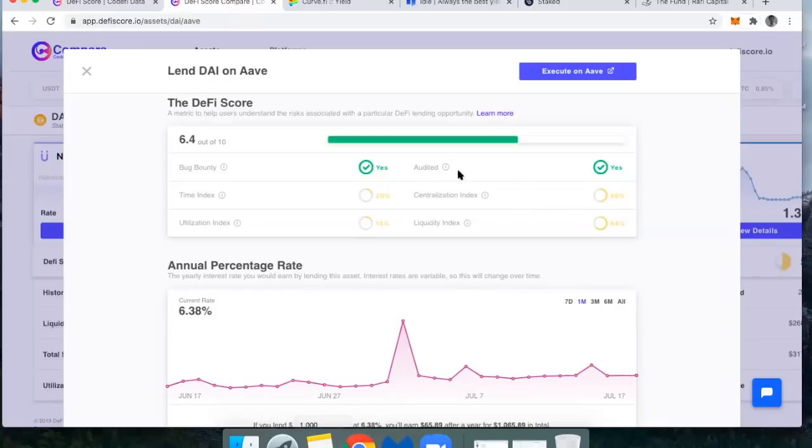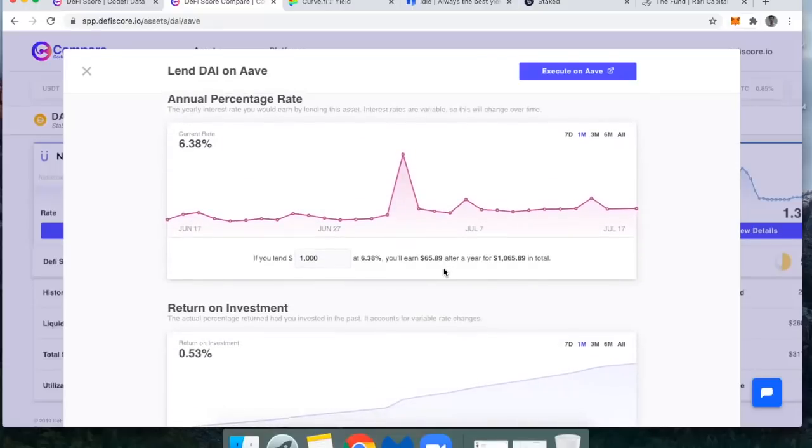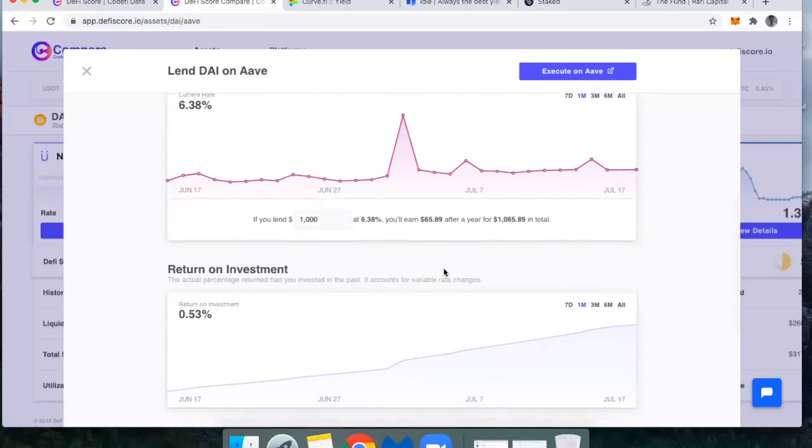There's also, is it audited? Yes, that's obviously a good thing. Centralization index: to what degree is the platform centralized, who holds the admin keys, and so on. And then liquidity index: is there enough liquidity to ensure that lenders can exit their positions at will? So anyways, this is something I'd encourage anyone to take a look at, but at the same time, I can't offer much more on that.